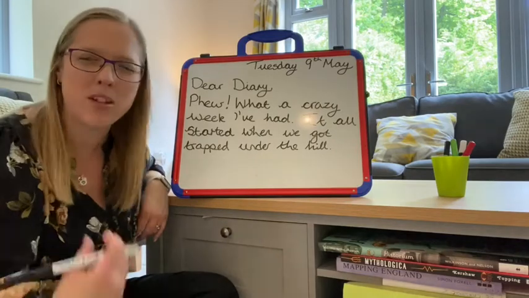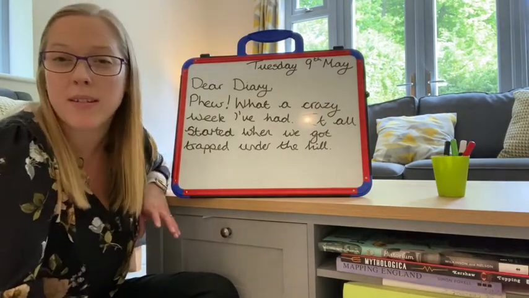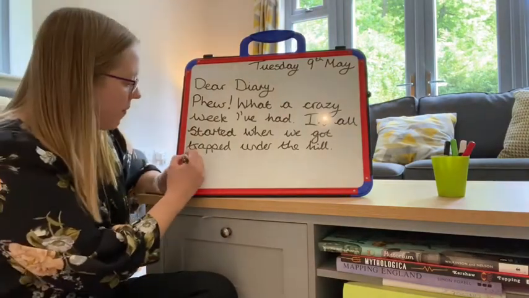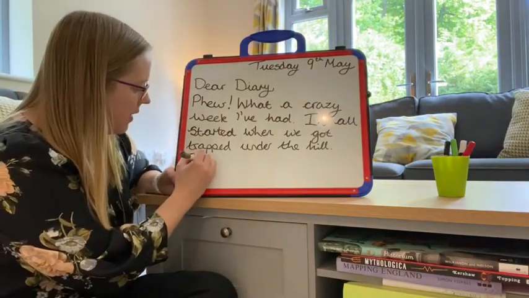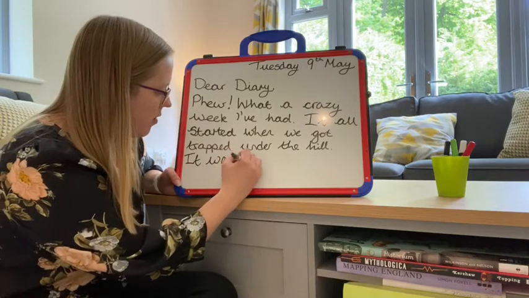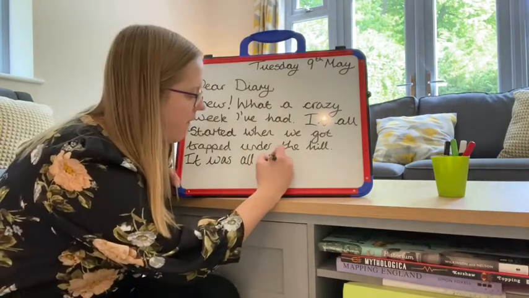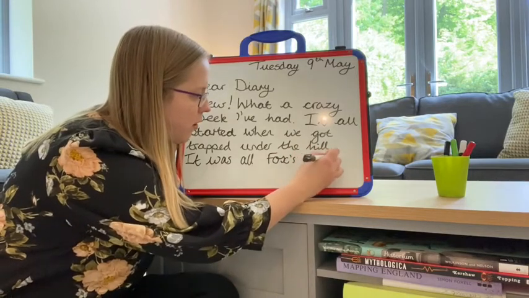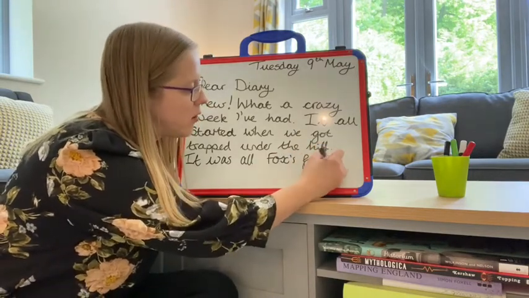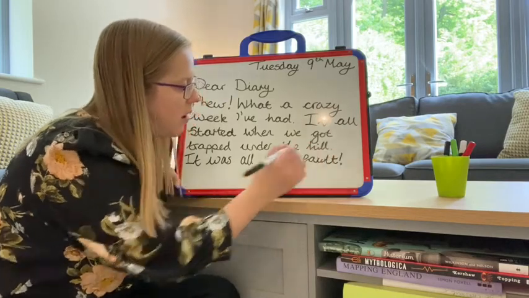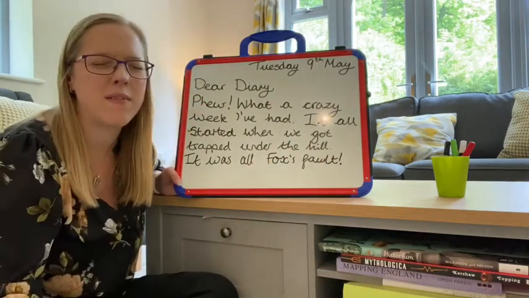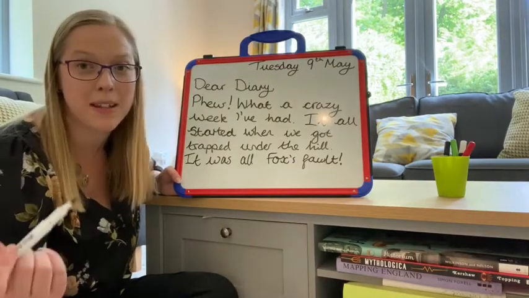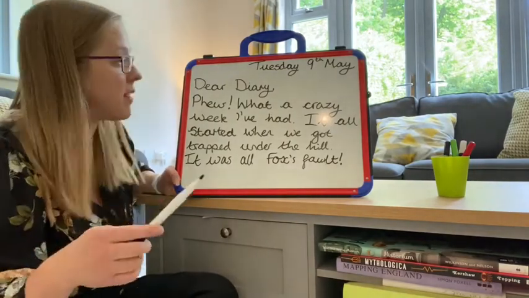Now, does Badger want to explain maybe why they were trapped under the hill? Because it could be that much later down the line, he doesn't even remember. It was all Fox's fault. Now, was he cross with Fox? He was, wasn't he? He was quite cross with Fox because then they got trapped and they all started starving, and he was really angry when he first met Fox, wasn't he?